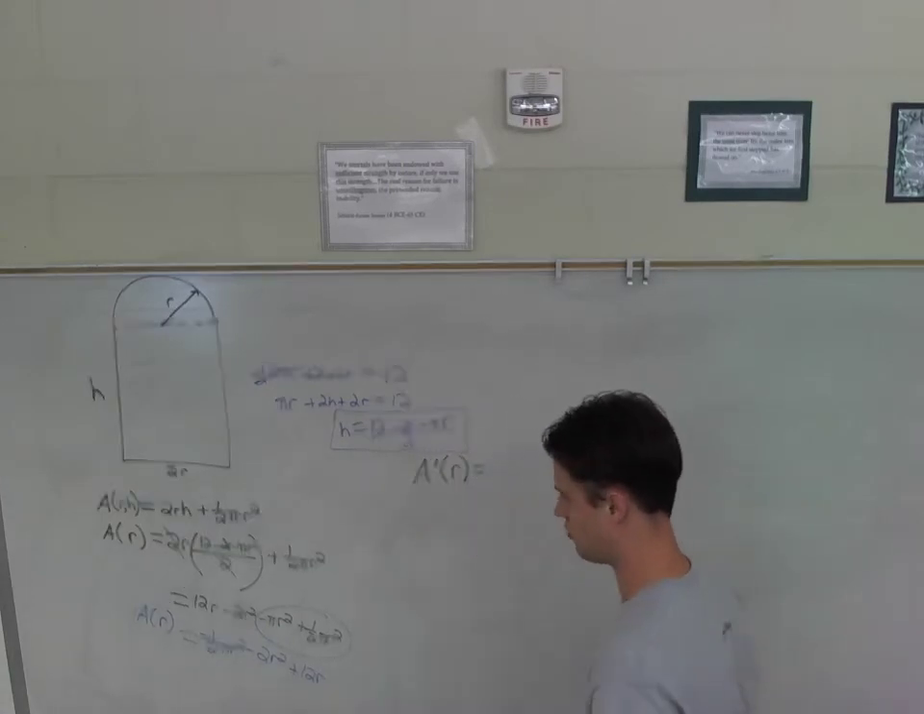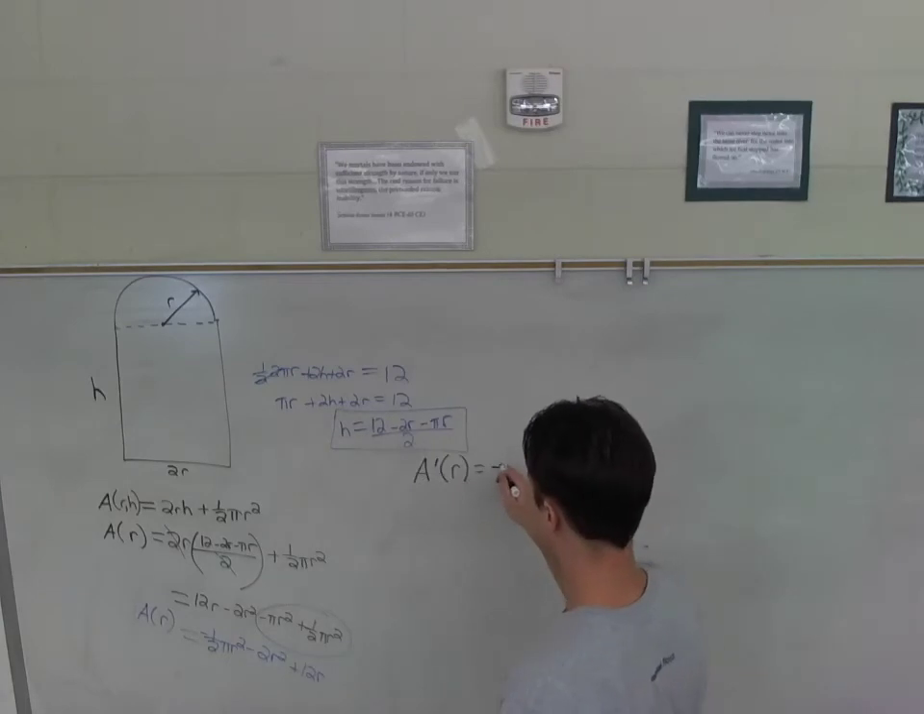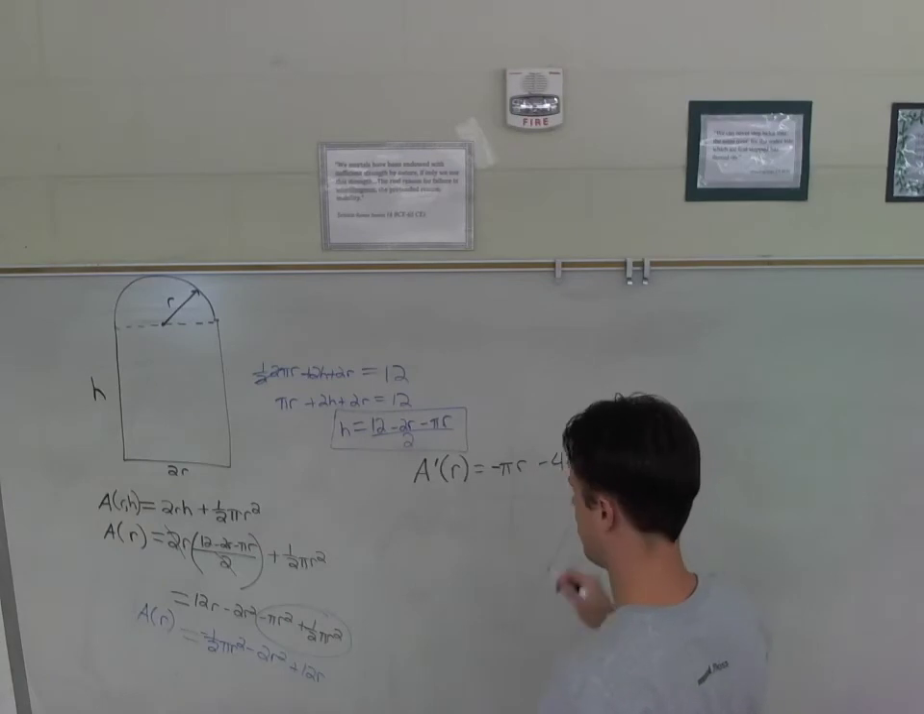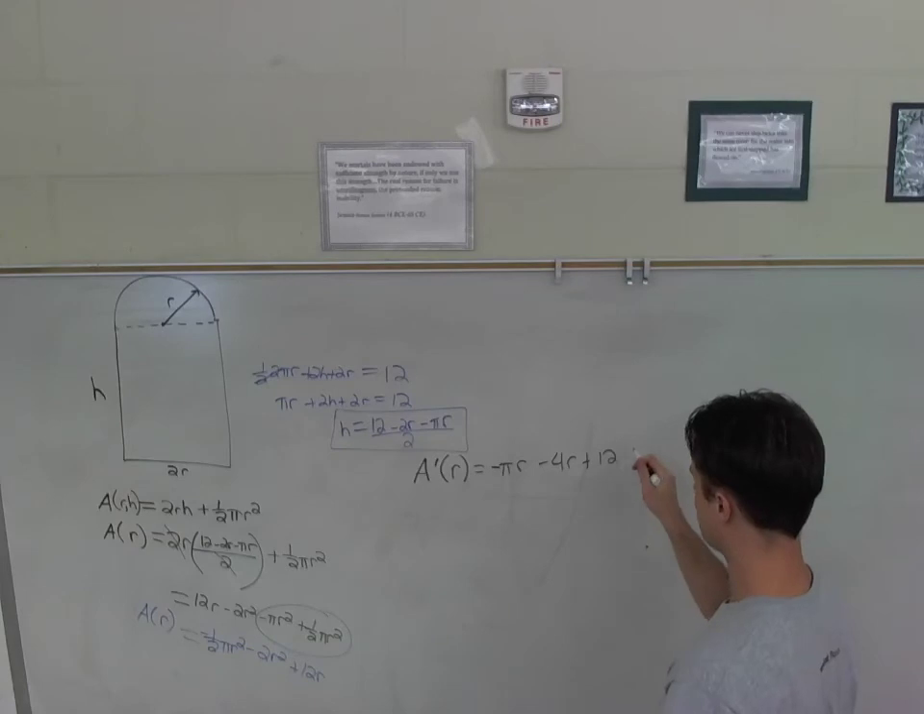So that's the easy derivative. The 2 is going to cancel the 1/2, so you're going to have negative pi r. The 2 is going to make that a 4r, and then plus 12. Sweet. Set it to 0.